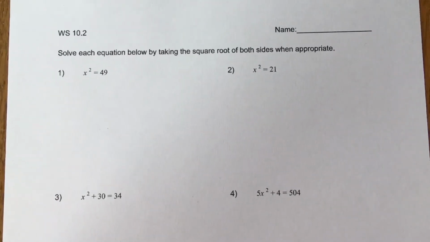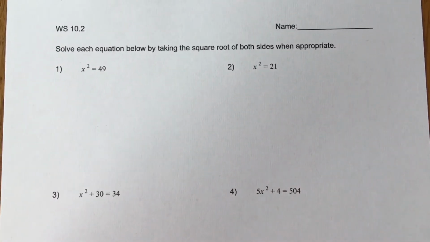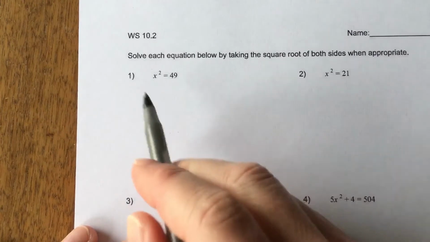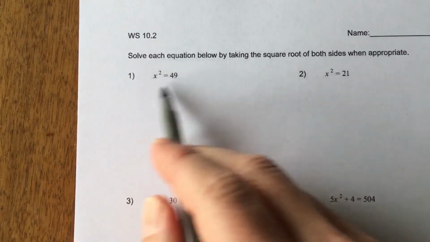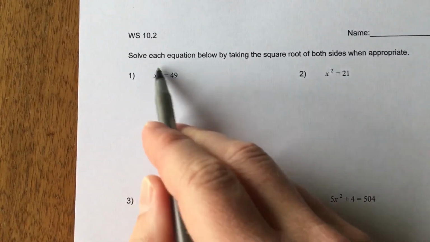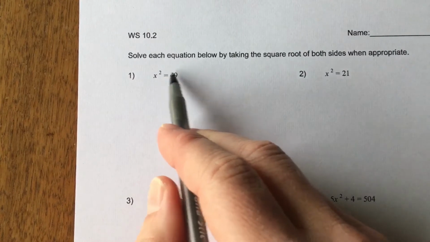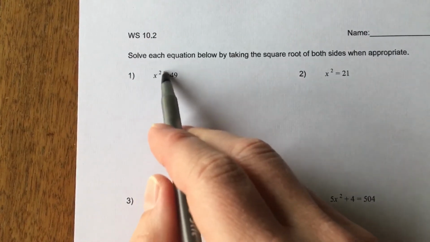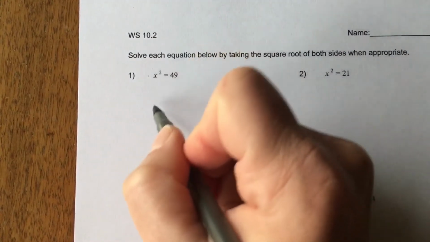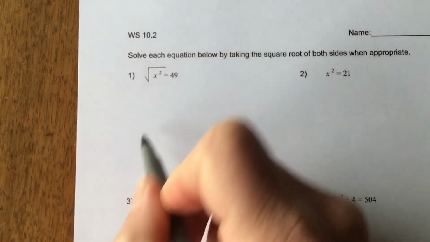We're going to do worksheet 10-2, solving by taking square roots. The idea in this one is we're trying to get an equation down so that we just have one thing squared equals something else. And then we're going to get rid of that square. The way we do it is by just taking the square root of both sides.